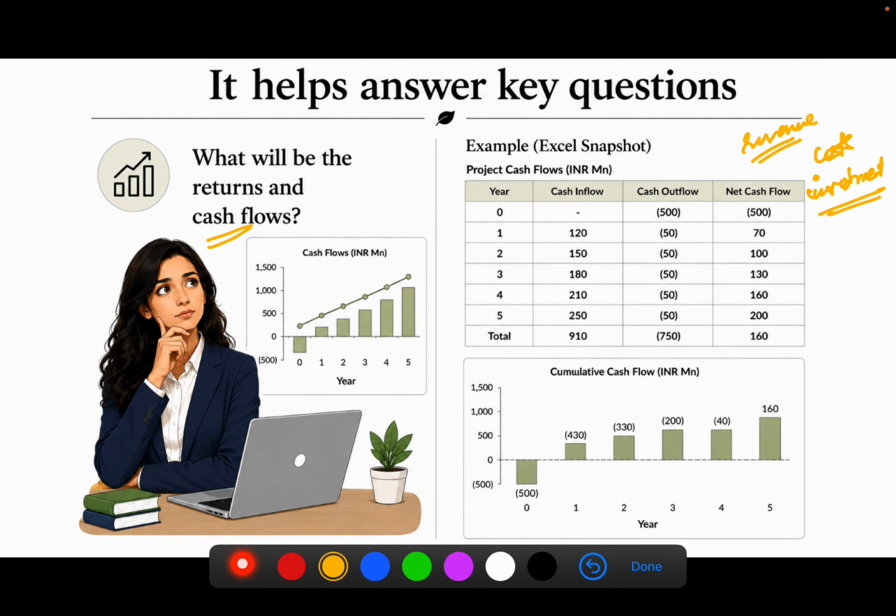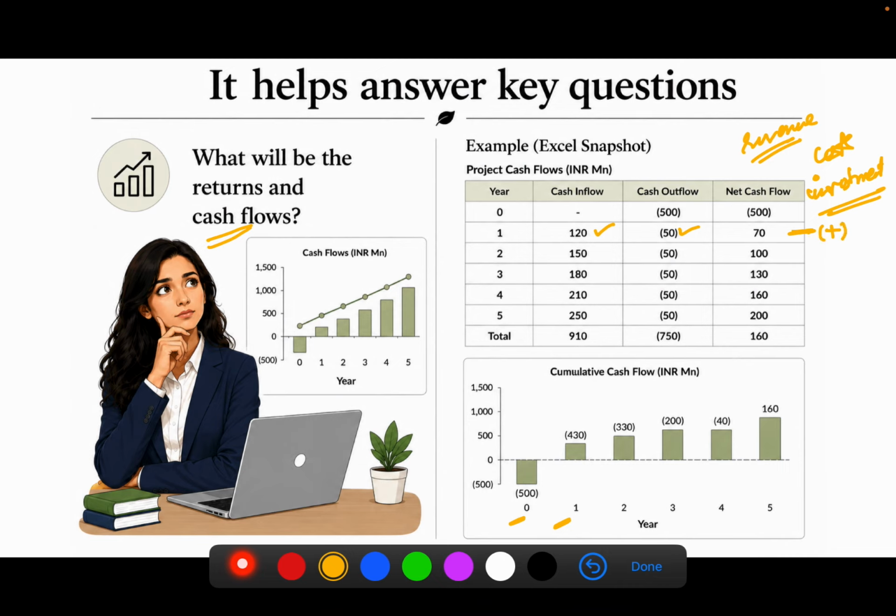Now, look at year 0. Here we have an outflow of 500 million. Why? Because before the project starts generating electricity, we have to invest money to build the project. Then from year 1 onwards, the project starts generating cash. For example, in year 1, we have cash coming in of 120 million and cash going out is 50 million. So our net cash flow is 70 million positive.